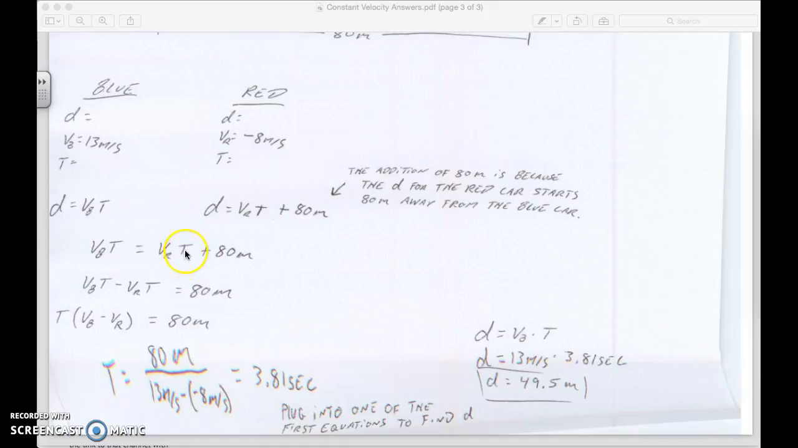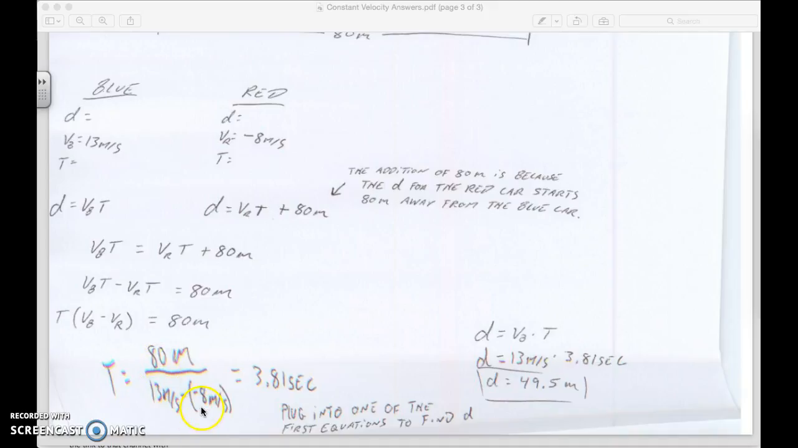I have to get those together, so I'm going to subtract velocity of the red car and time over to the left. So now on the left side of the equation, I've got velocity of the blue car multiplied by time minus velocity of the red car multiplied by time, and on the right side, I've got 80 meters. I factor out my time, leaving me with velocity of the blue minus velocity of the red in parentheses equals 80 meters. And now I'm going to divide these two velocities over to the right side.